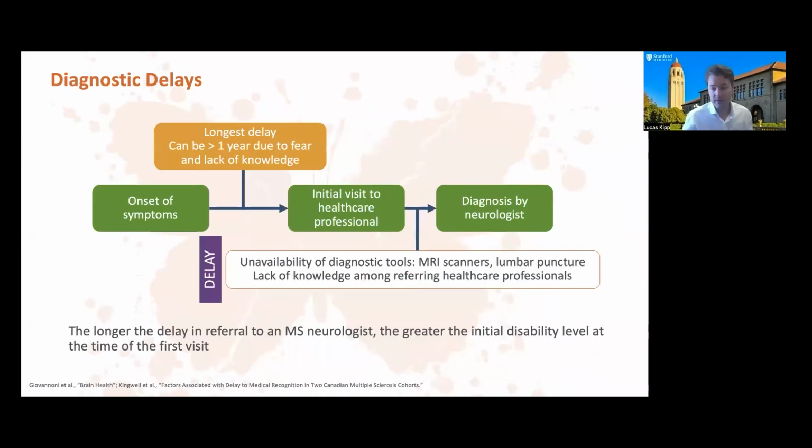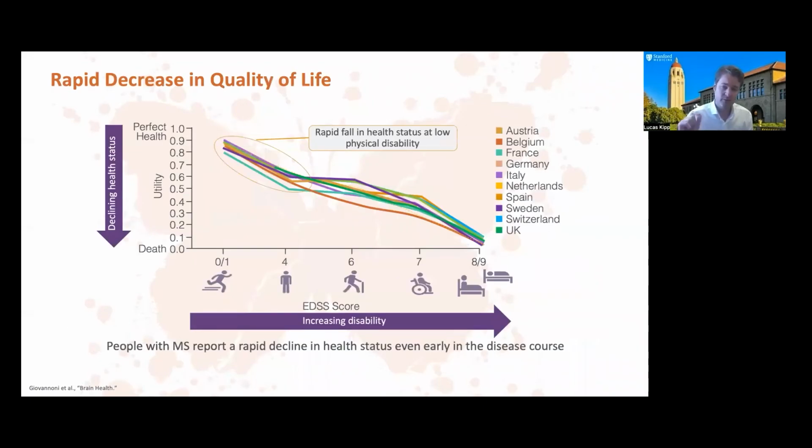In the last few minutes, I just want to mention what happens with diagnostic delays and misdiagnosis. The longer the delay in referral to seeing an MS specialist, the greater the initial disability level at the time of their first visit. And all of our MS drugs are designed to stop new inflammation and stop new damage. They don't reverse the disability that's already there. And so we need to get to these people quickly and get them on treatment. And this has profound effects on patients' quality of life.